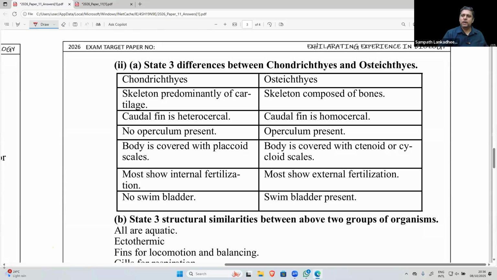State three differences between Chondrichthyes and Osteichthyes. Skeleton is predominantly cartilage, versus bone. Heterocercal caudal fin, versus homocercal. No operculum, versus operculum present. Body is covered with placoid scales, versus ctenoid or cycloid scales. Most show internal fertilization, versus external fertilization. No swim bladder, versus swim bladder present.